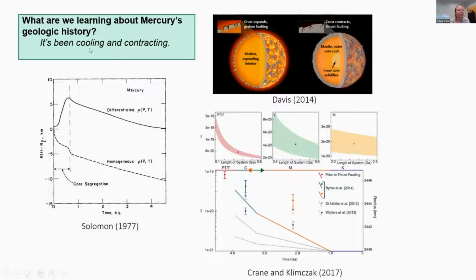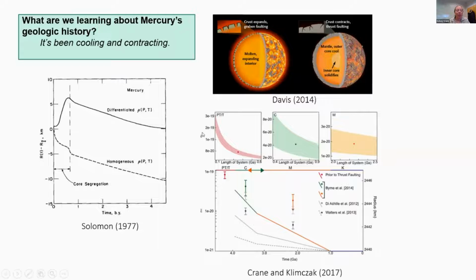So here, Solomon 1977 says that there's a period of time where the radius increases. That's talking about this really hot period where the planet's molten and expanding in its interior. And then you have a downturn over time, and the planet cools and shrinks and your radius gets smaller.